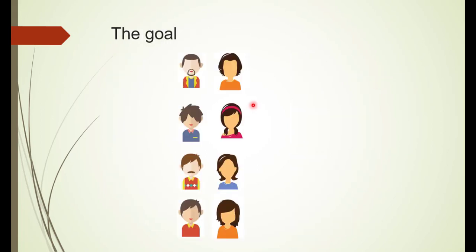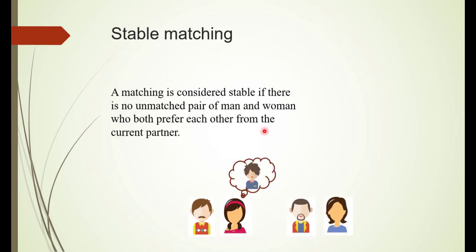So the goal is to make marriage possible for all members of both groups, taking into consideration their preference order. Besides, the resulting matching should be a stable marriage. And what do we mean by stable matching? A matching is considered stable if there is no unmatched pair of man and woman who both prefer each other over their current partner. In other words, let's make it simpler.